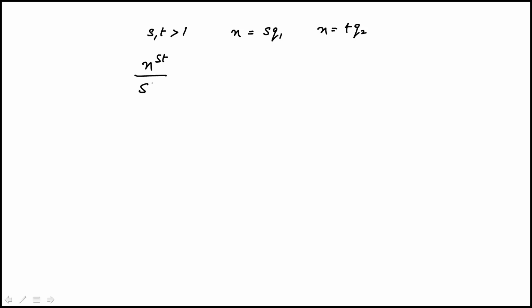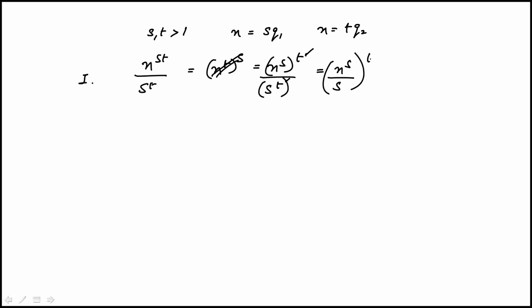So let me start with the first one. I can write this as n to the t to the power of s. And actually, no, I'll write it as n to the power s to t. The reason for that is I want to bring them to the same exponent. So this is the same as n to the s over s to the power of t.